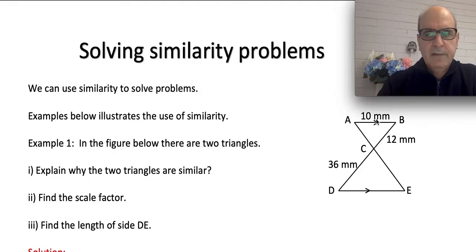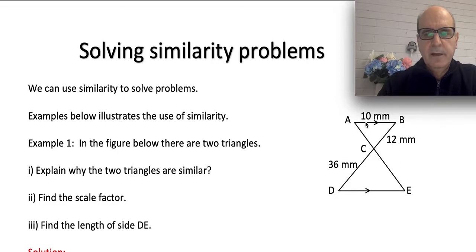As you can see, we have an arrow here and an arrow here. That means the two lines are parallel. If this line is parallel to this line, then this angle and this angle are alternate angles. And we know that alternate angles made by parallel lines are equal. So then angle A is equal to angle E.